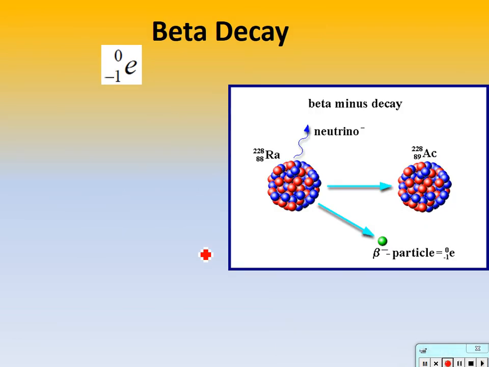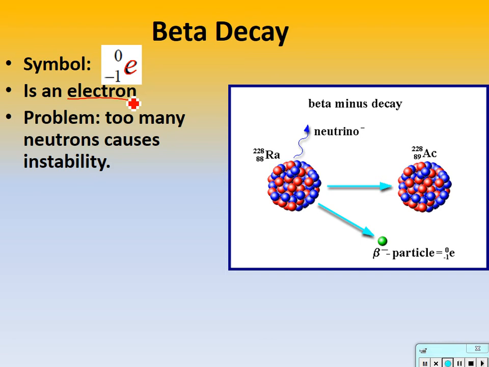Okay, let's go to beta decay. Let's talk about a beta particle here. A symbol for a beta particle is this. You have 0 as the mass number, a -1 for the atomic number, and this E. Why is it an E? Because really a beta particle is just an electron. So that E means electron.